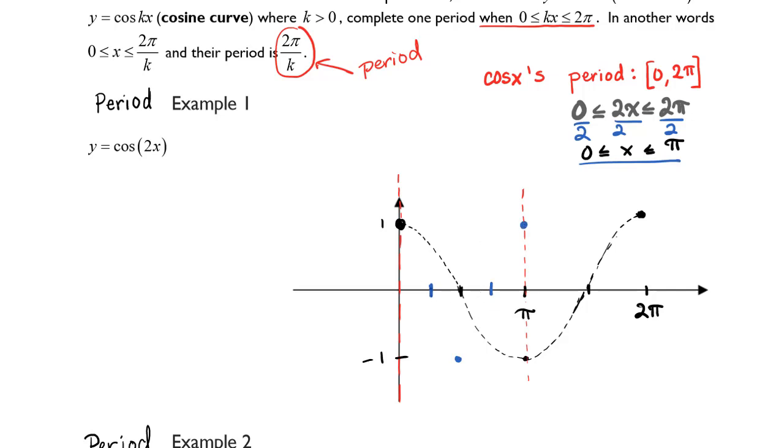And so now the x-intercepts will be at pi over 4, 3 pi over 4. The maximum will be at 0. The minimum will be at pi over 2. Equilibrium will be at 3 pi over 4. And the maximum again will occur at pi. So you can see how the period has been smushed horizontally so it exists in half as much space.